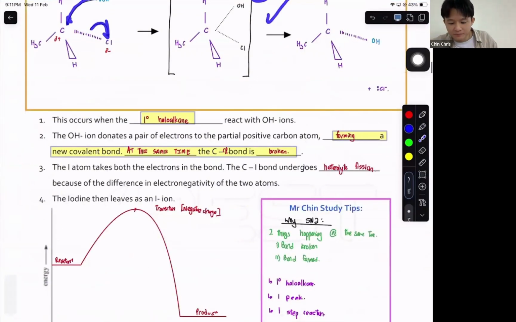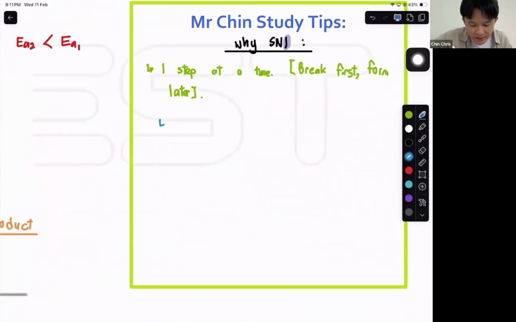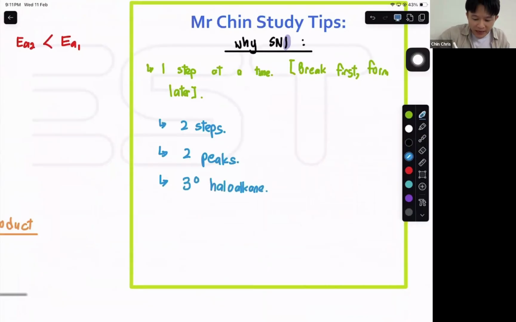So remember the story. This is a two-step reaction. You see, a bit contradicting. We have two peaks again. And it's for tertiary haloalkane. And guys, remember that it forms a positive carbocation.